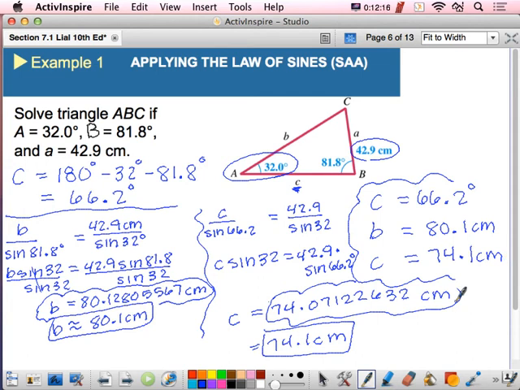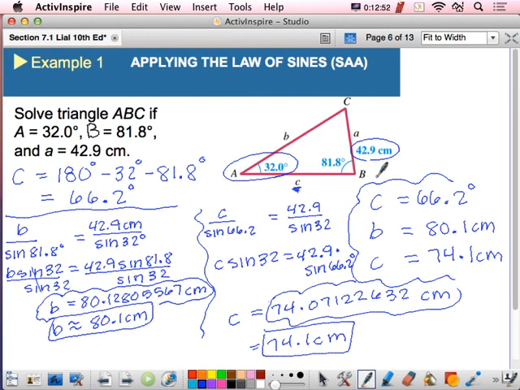Now, how do you think you check this problem? That's a good question. You use the proportions, plug it back in. Use the law of sines and pick any two sides. Take that side and divide it by the sine of its opposite angle, and it needs to equal the same thing. So, for example, take the givens. Take 42.9 divided by sine of 32 and see what you get.